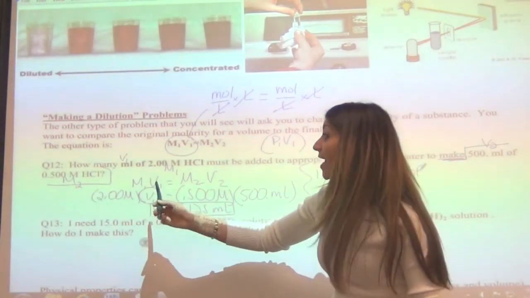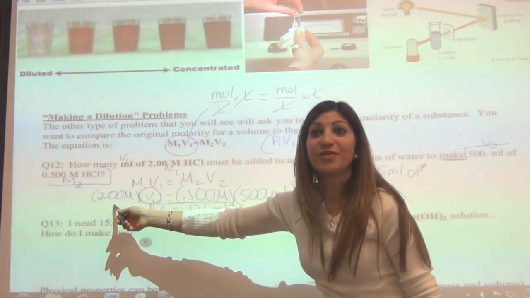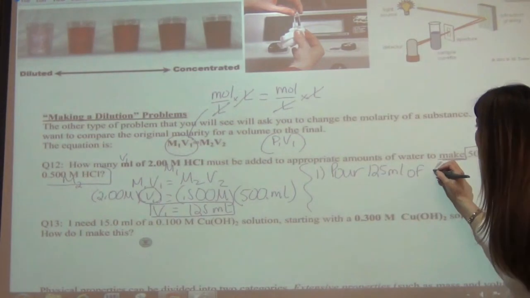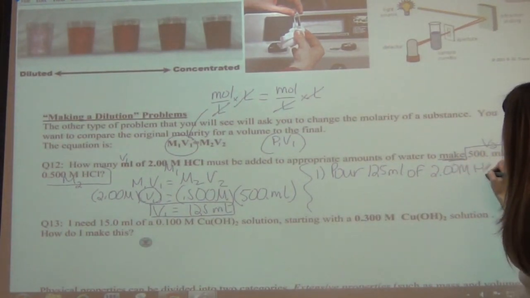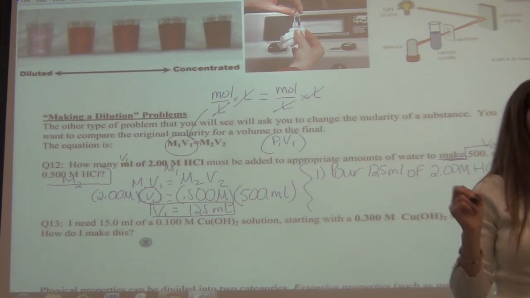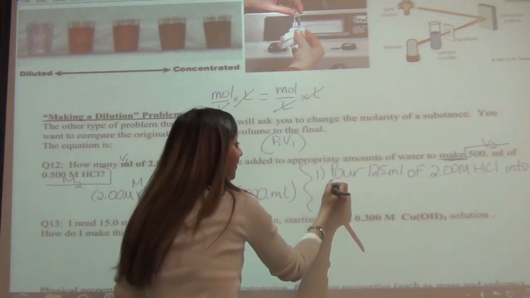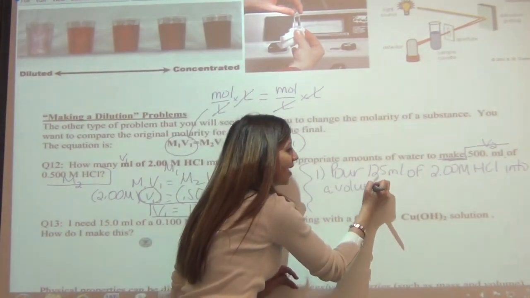HCl. Perfect. Of the HCl, but which one? Because they're both HCl. The first one, the 2.00 molar. Awesome. Of the 2 molar HCl into what? What do you think we're going to pour it into? Same instrument. What kind of flask? Volumetric flask. Perfect. Into a volumetric flask.